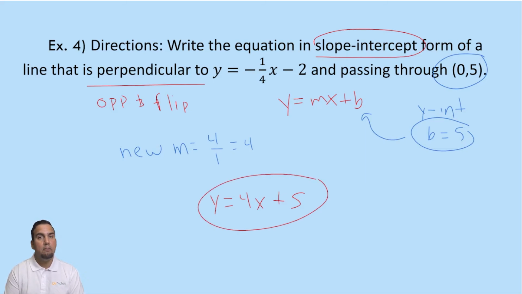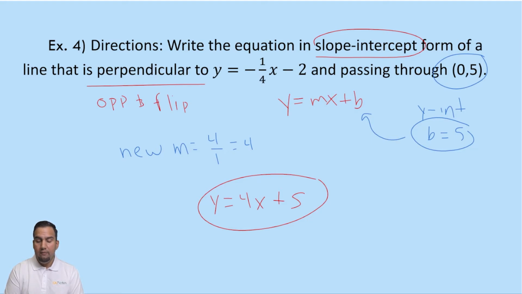Now notice we didn't have to put this in point slope form. Why? Because they gave us the y-intercept. That's why you always have to be looking for that, because once you notice x is 0, you don't have to create point slope form. It's already given to you in a very basic type of equation, which is slope-intercept form.